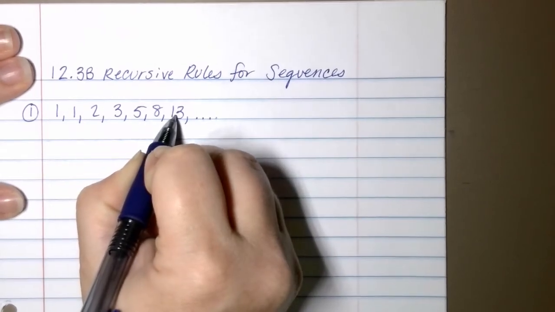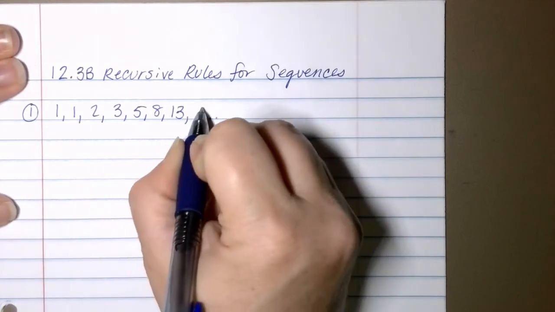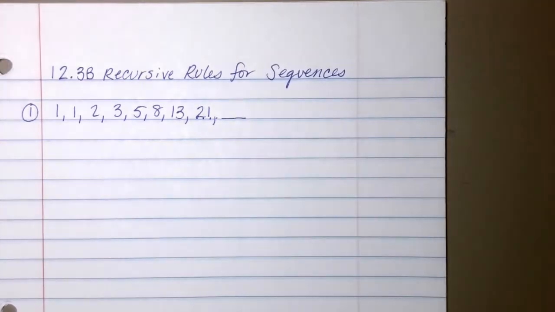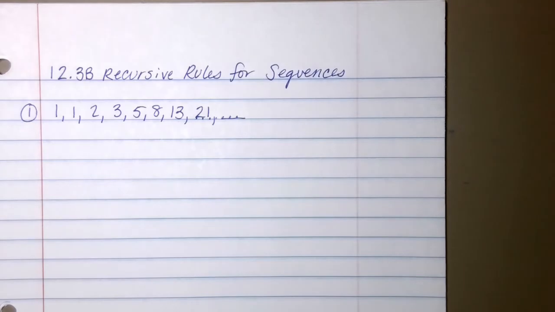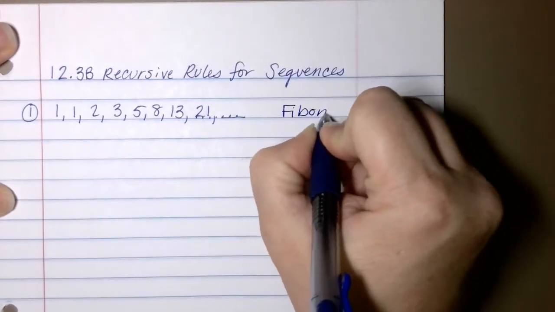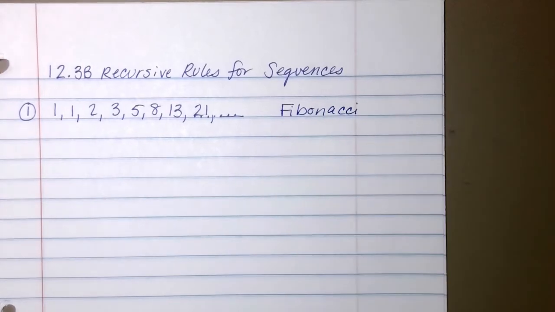Does that make sense? So the next one would be 8 plus 13, which is 21, and you could keep going forever and ever and ever. Should put ... there. This is actually a famous sequence named after a mathematician. Fibonacci. It's the Fibonacci sequence.